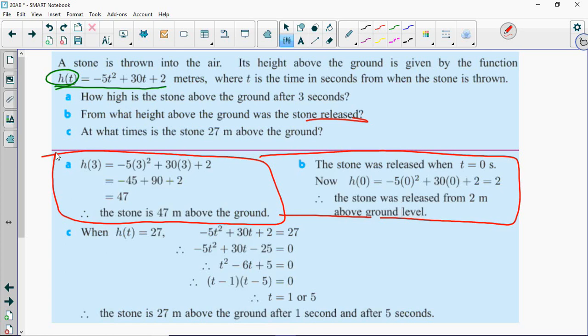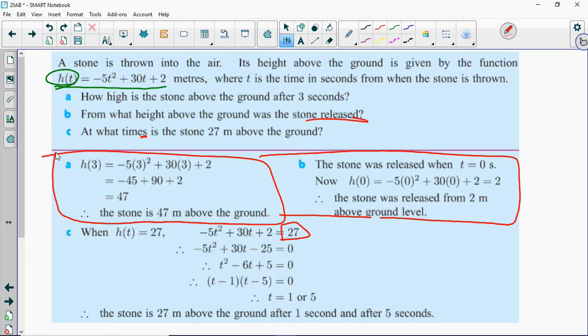And then part C, we also discussed how to do this on the previous screen. We want to know what the times are, and there are potentially going to be more than one answer to something like this, where the stone is 27 meters above the ground. So 27 is the height, and then we're going to solve for t. That's a quadratic equation. We can factor this one, and we get 2 times. It's at 27 meters both 1 and 5 seconds after releasing it.